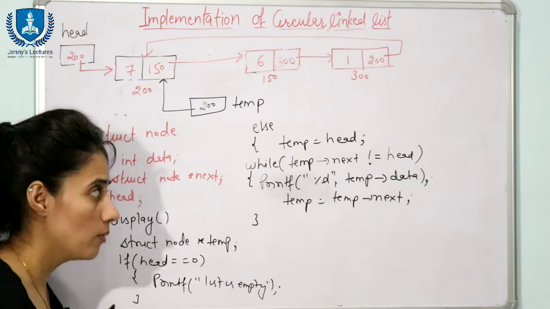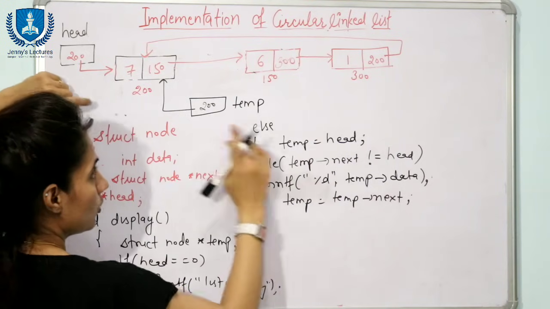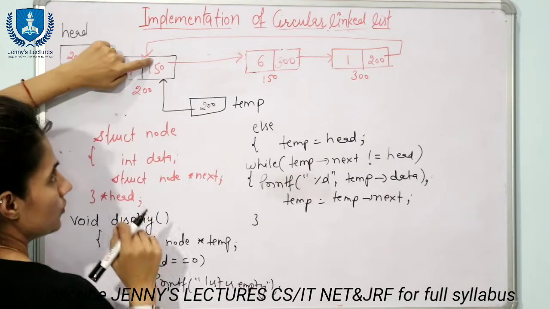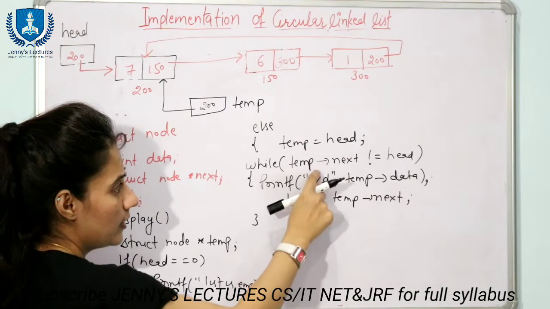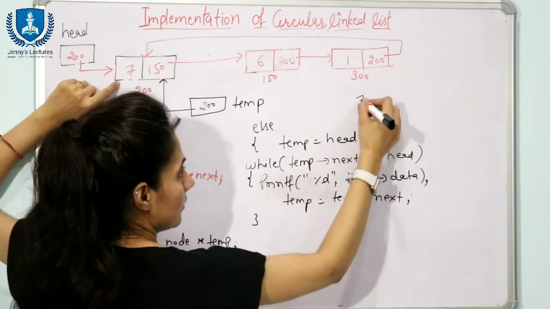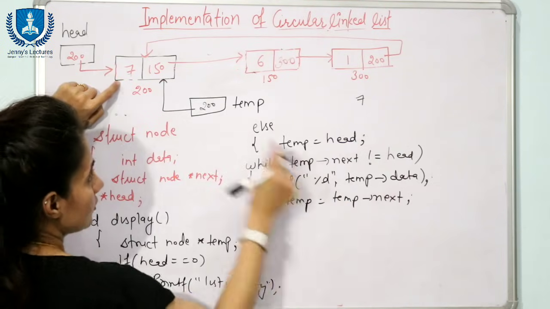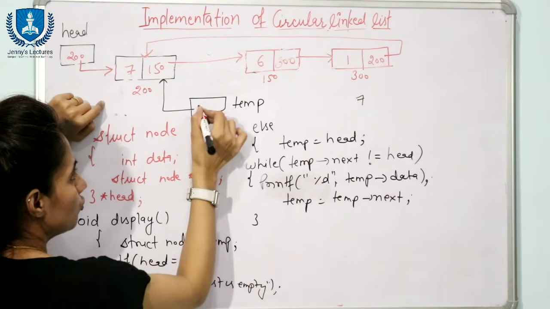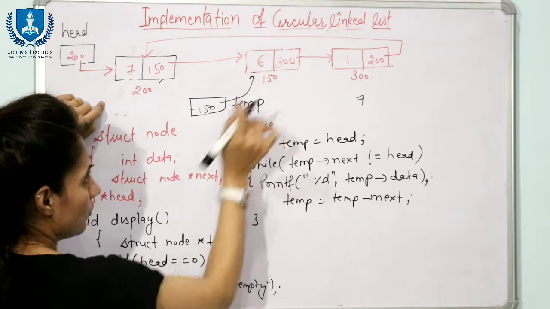Now here also one problem is there. See, what is that problem? At the start, temp is equal to head, which means 200. While temp next not equal to head: temp of next is 150, and in head we have 200. So this condition is true. Fine. So we will enter into this loop and print temp of data. Temp of data means 7 would be printed, right? Now temp is equal to temp next. In temp next we have 150. So here we are going to store 150. So now temp is pointing to this node 150.